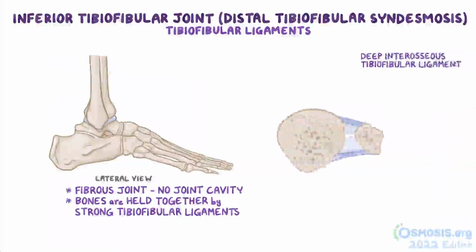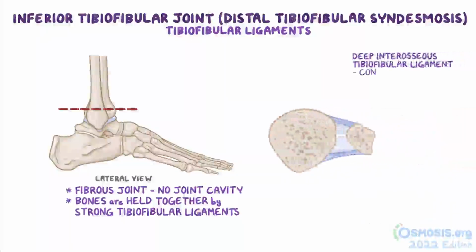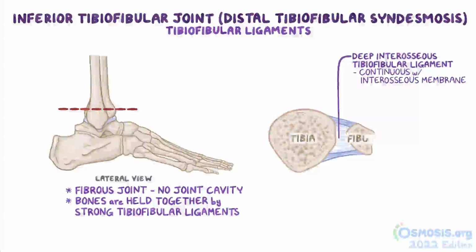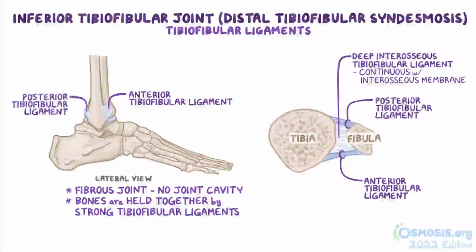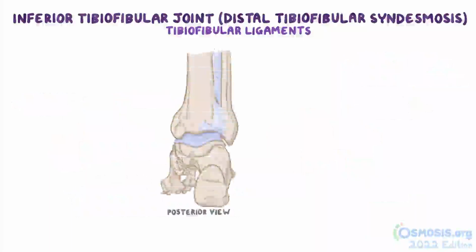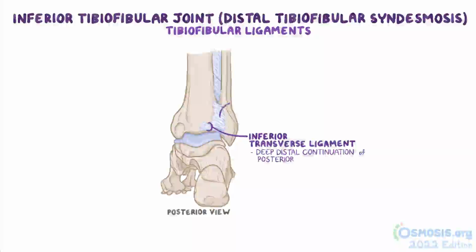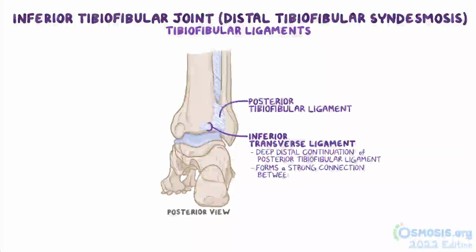The deep interosseous tibiofibular ligament, which is continuous superiorly with the interosseous membrane, forms the strongest connection between the tibia and fibula. The joint is also strengthened anteriorly by the anterior tibiofibular ligament and posteriorly by the posterior tibiofibular ligament. Finally, the inferior transverse ligament is the deep distal continuation of the posterior tibiofibular ligament and forms a strong connection between the two malleoli.